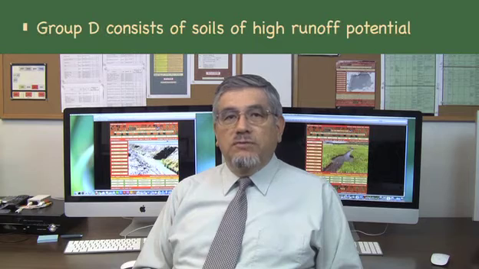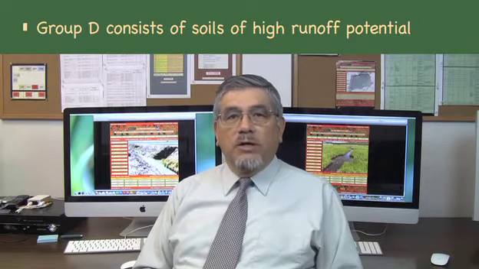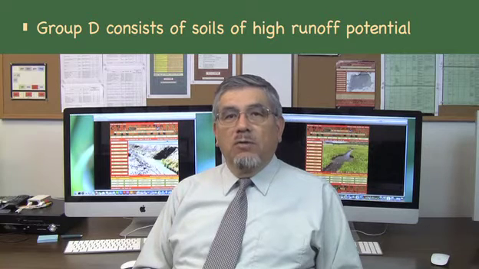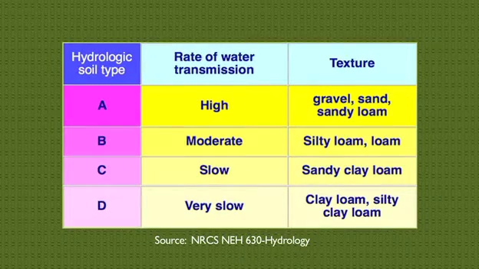Group D consists of soils of high runoff potential, having very slow infiltration rates when wetted thoroughly. These soils have a very slow rate of water transmission, typically clay loams or soils with a high water table. Maps showing the geographical distribution of hydrologic soil types are available for most areas in the United States.